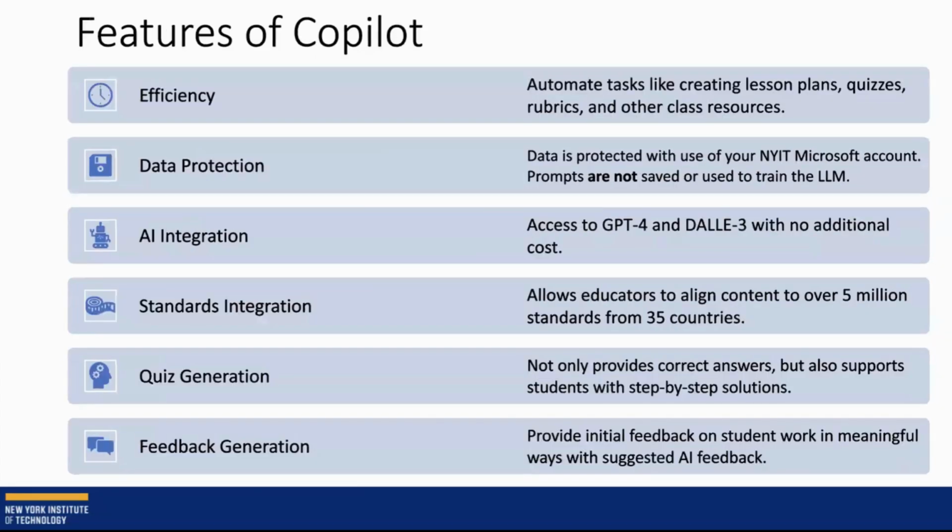Copilot is packed with features to boost your efficiency. It automates creating lesson plans, rubrics, quizzes, which will then save you time. Your data stays secure as prompts aren't stored or used for training. With AI tools like GPT and DALL-E and their capabilities included, you get integrated tech right at your fingertips. Copilot aligns content with standards from 35 countries, ensuring relevance. It also helps generate quizzes with step-by-step solutions and provides meaningful feedback on your work or student work.